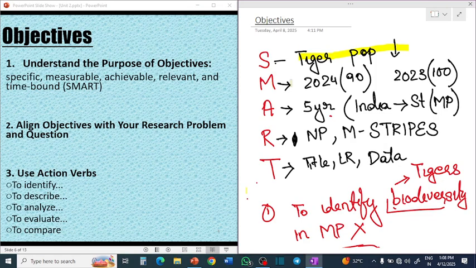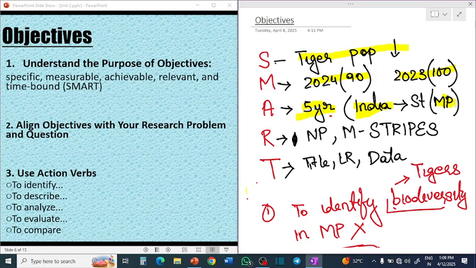For example, you have measured that in 2024 the tigers' population is 90, and in 2023 the tigers' population was 100. So the tigers' population has decreased by 10. So it is a measurable thing. Third, we have to see achievable. A stands for achievable. For most PhD degrees we get 5 years' time. So you have to see that your research can be completed within 5 years. For that, you cannot take the whole of India. You have to choose a particular state. In this case, we have chosen the state of Madhya Pradesh for our research.